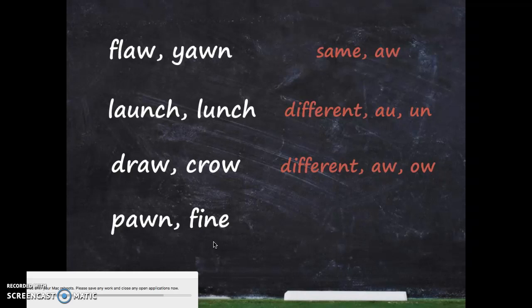Lastly, I have the sounds pawn and fine. Those are also different because I hear the aw sound in the word pawn, and then I hear the long I sound in fine. You guys did a great job with the lesson today. What I would like you to do is to go back, look at some of the spellings for AW and AU words, and then join us tomorrow for day 3 of lesson 5.